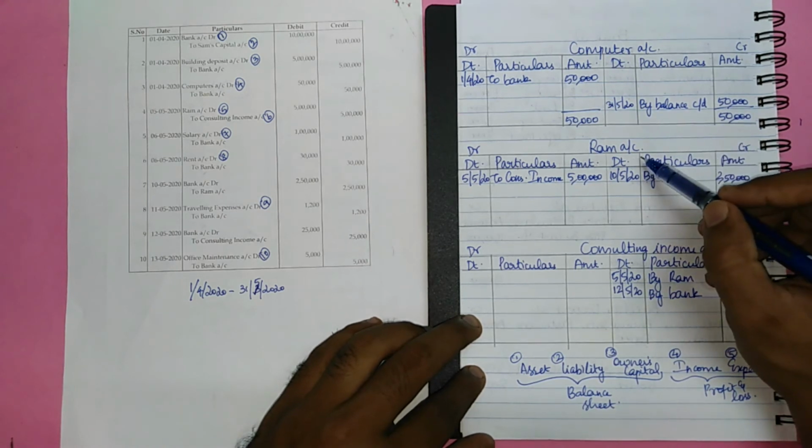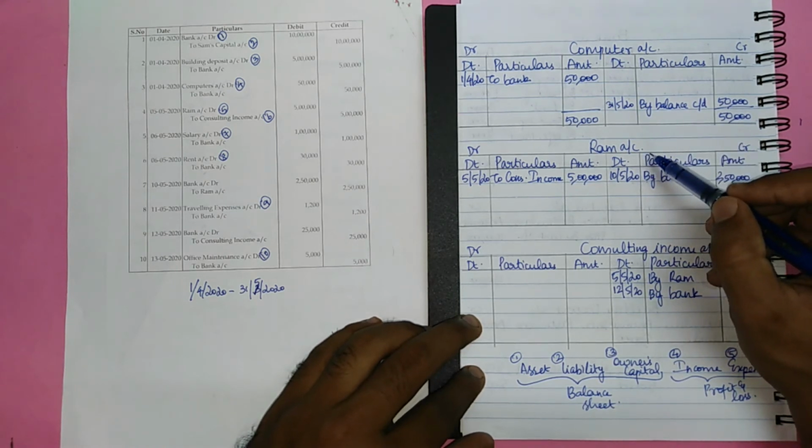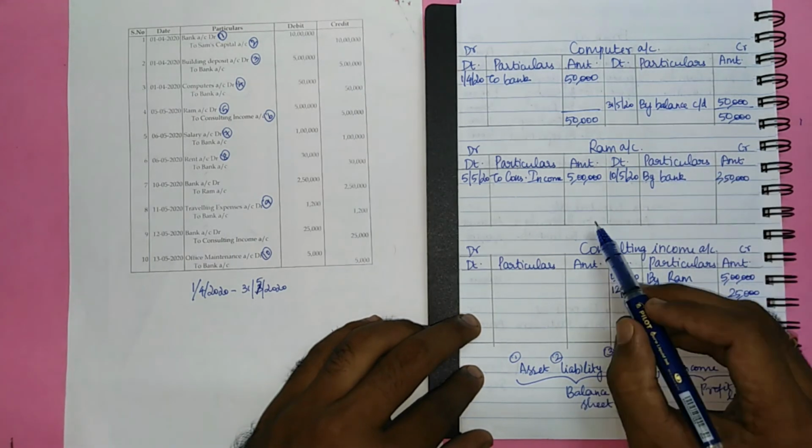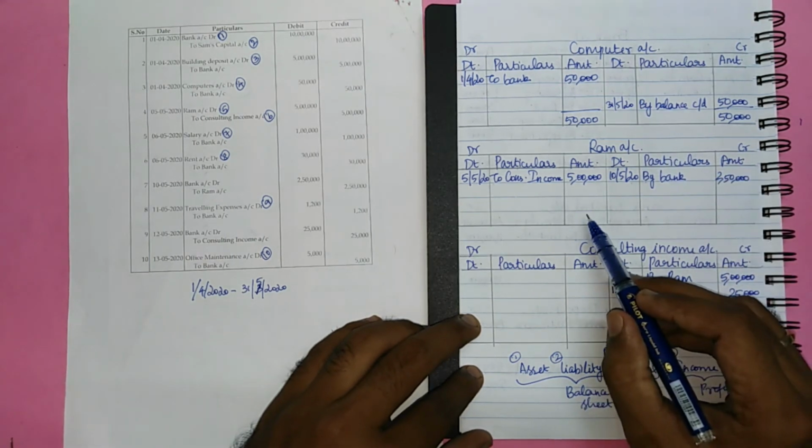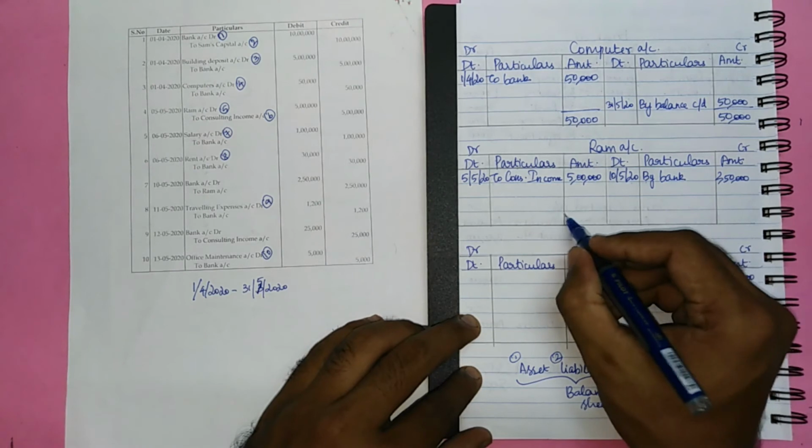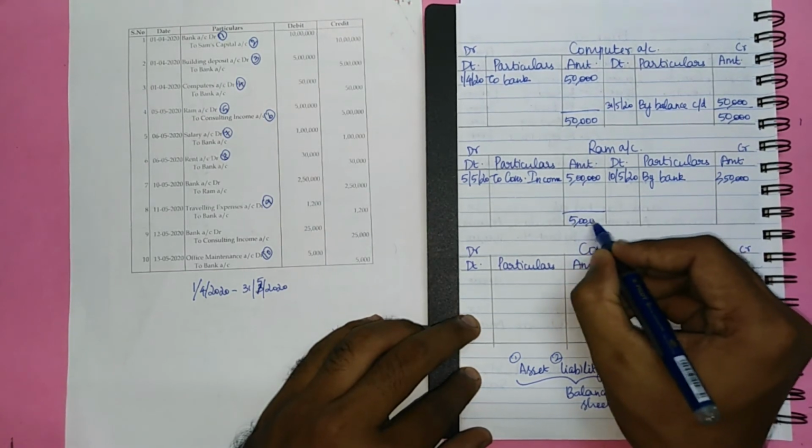And now the RAM account is also a balance sheet item. It is an asset, so let us balance it. First find the highest total. It is 5 lakh and it is on the debit side, so write 5 lakh on both the sides.